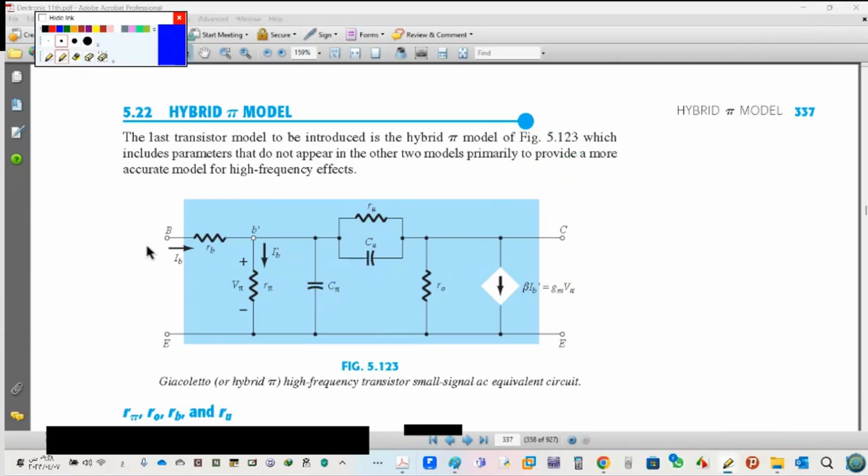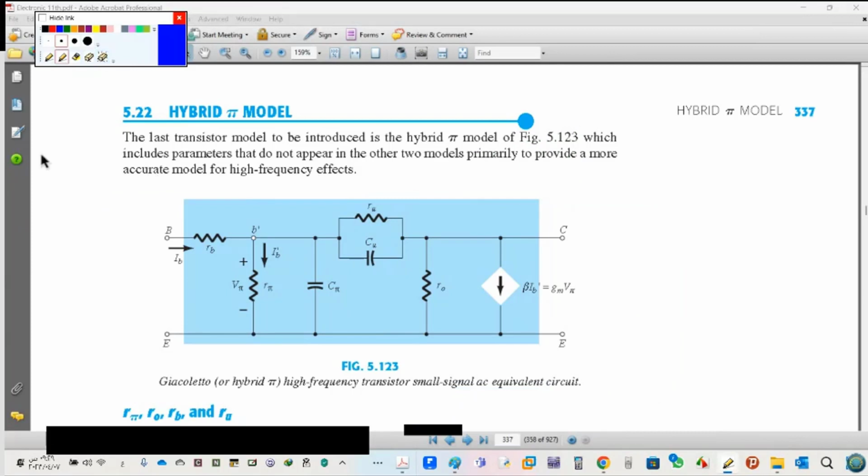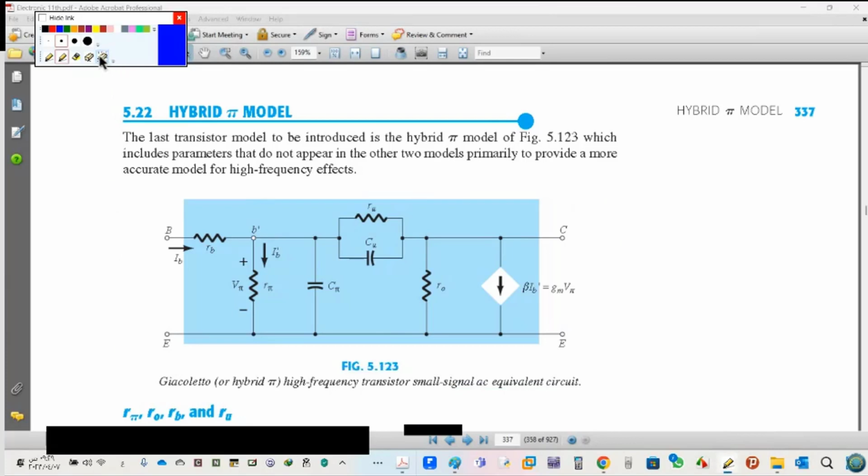Now, in this hybrid pi model, you just have to know this for the exam, and why we are using this model. When we studied this model, we studied the full model. We didn't start from re. We start with this one. Here we have r pi, ro, rb, and re. If you want to compare, this is the capacitor 1, 2, 3, etc.